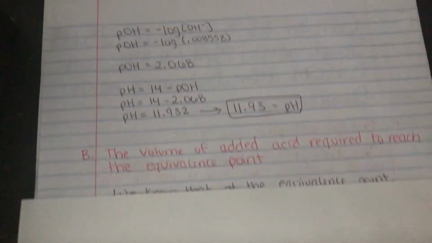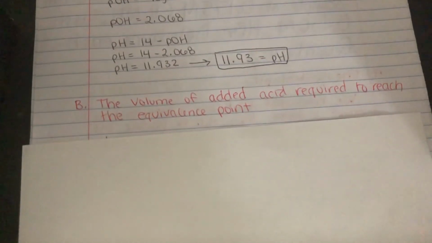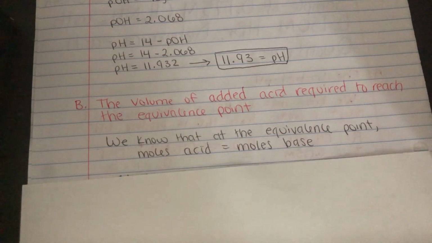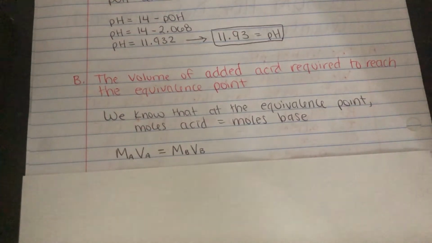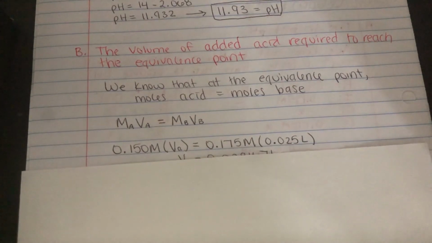So moving on to part B, the question is the volume of added acid required to reach the equivalence point. We know that at the equivalence point, the moles of acid are equal to the moles of base in the titration. To do this, we can do M1V1 equals M2V2, but I put subscripts of A and B to show that it's the acid and the base. And then we just plug in the known values from the original problem.